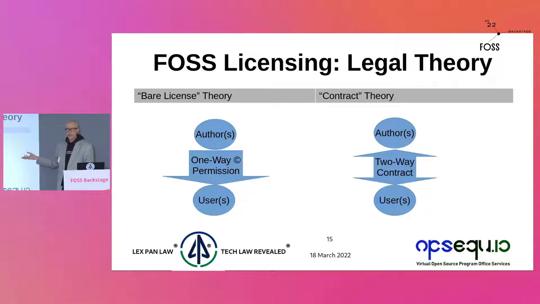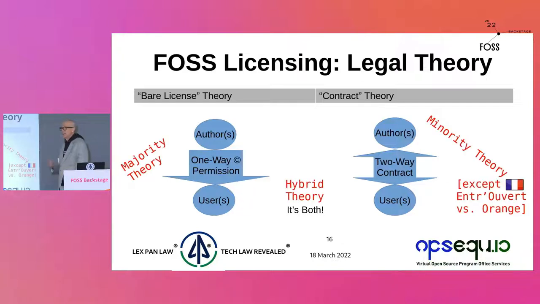The second theory here is called contract theory, and that's a more traditional model in the legal world, which is a two-way agreement. The author gives rights to the user, and the user gives some commitments back to the author. Now, for most people, that's not all that important, but it's becoming something that's going to be a test case pretty soon in the United States.